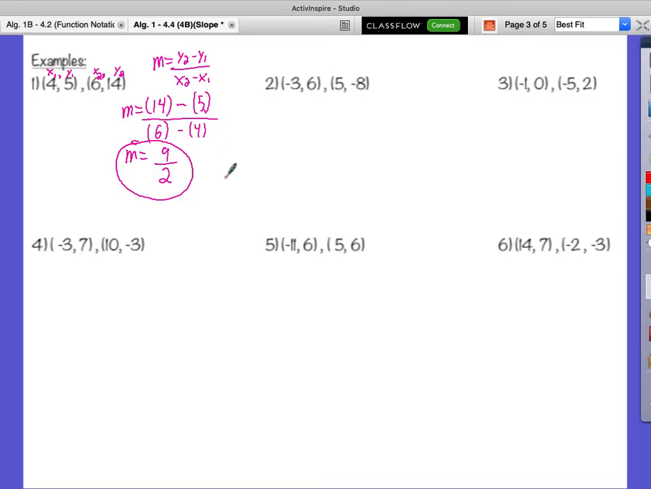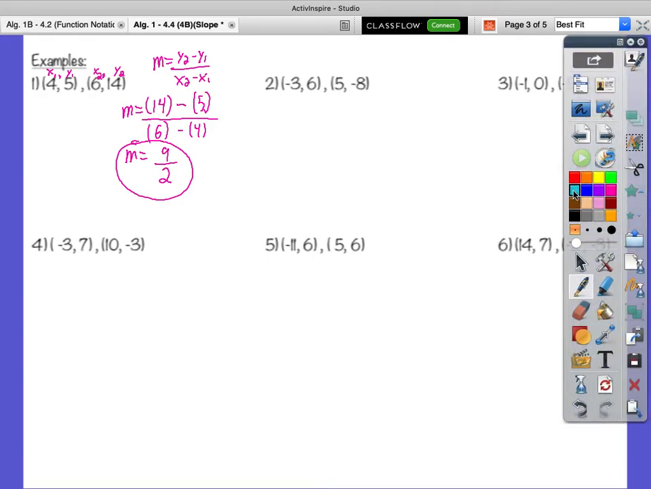9 over 2. We would know how to graph that, right? We know how to graph using our slope. Okay? So we're just finding the slope with the numbers right now instead of counting them. Instead of counting them, you can also find them this way. So if you don't have a graph, you just have 2 ordered pairs, 2 coordinates. Okay? That's good.